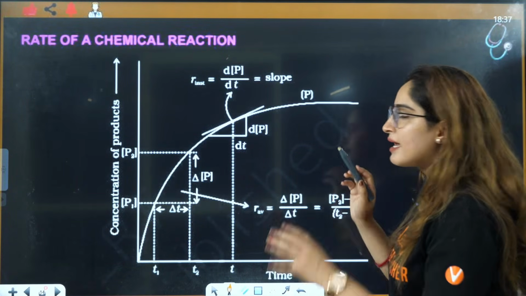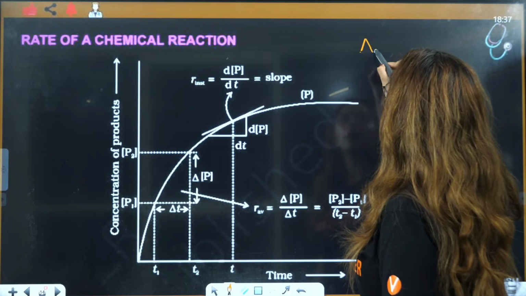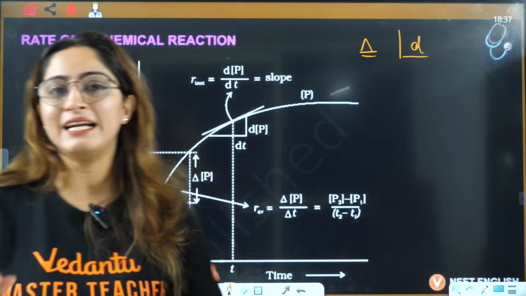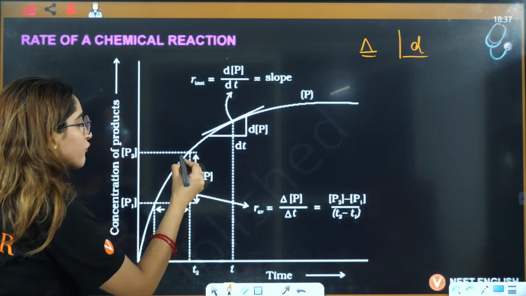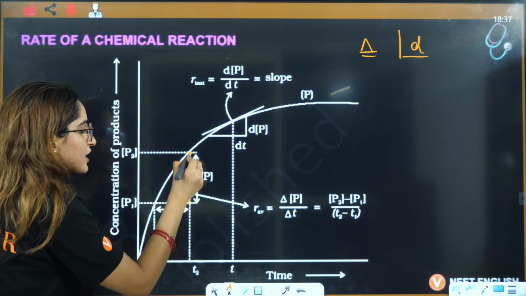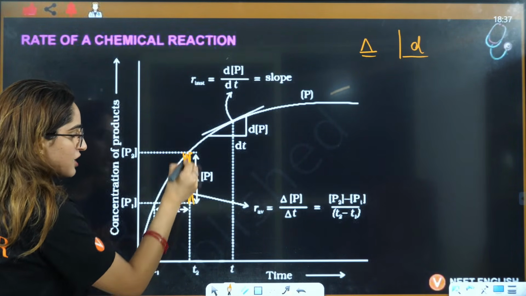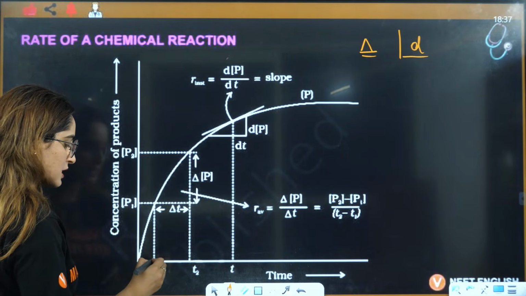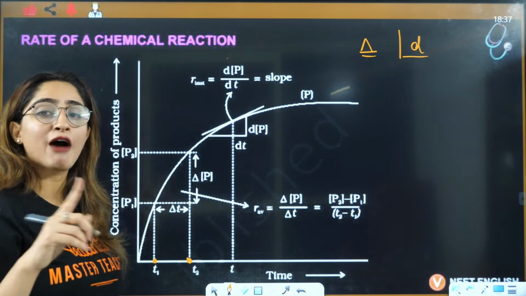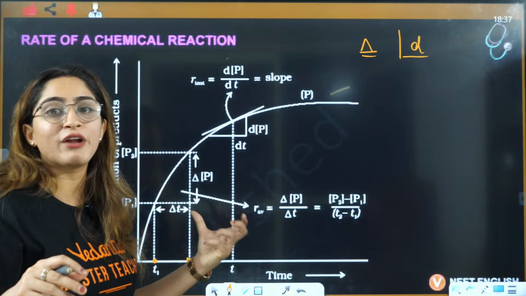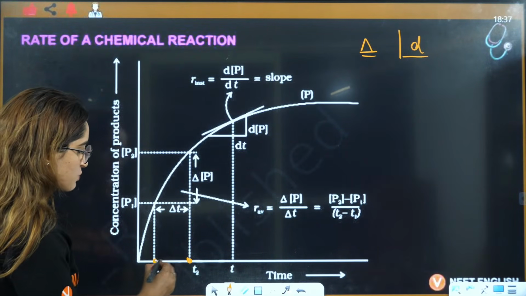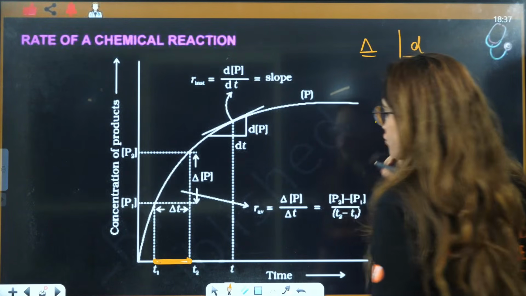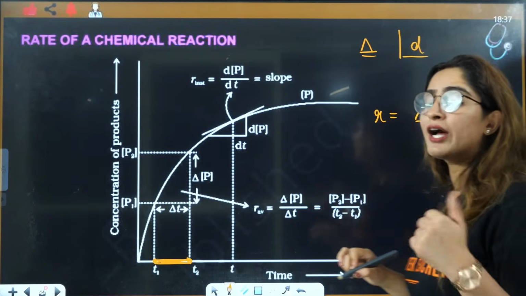Another thing is, you have two things, one is delta and one is d. What is the difference between this delta and d? Let's talk about that. If you have a large change, let's say I am talking about this particular change here, this is T1, this is T2. And you have to tell me what is the concentration change, what is the rate in this particular time. Then you will say rate will be equal to delta, because we are talking about products here.